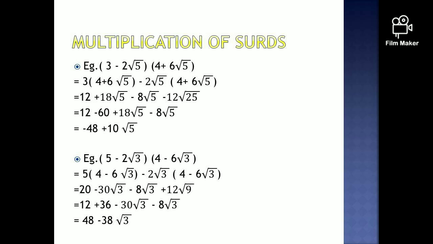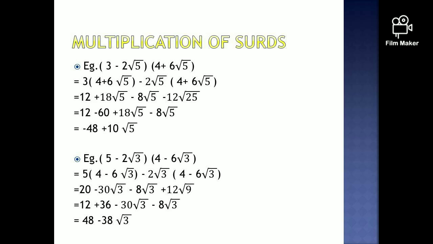Then in the next example, you have to remove the brackets (5 minus 2 root 3) with (4 minus 6 root 3) and simplify further. Again, if you multiply 4 minus 6 root 3 with 5 minus 2 root 3, we are just removing the brackets, right? If you multiply 5 with 4, that is 20. 5 with minus 6 root 3 is minus 30 root 3.